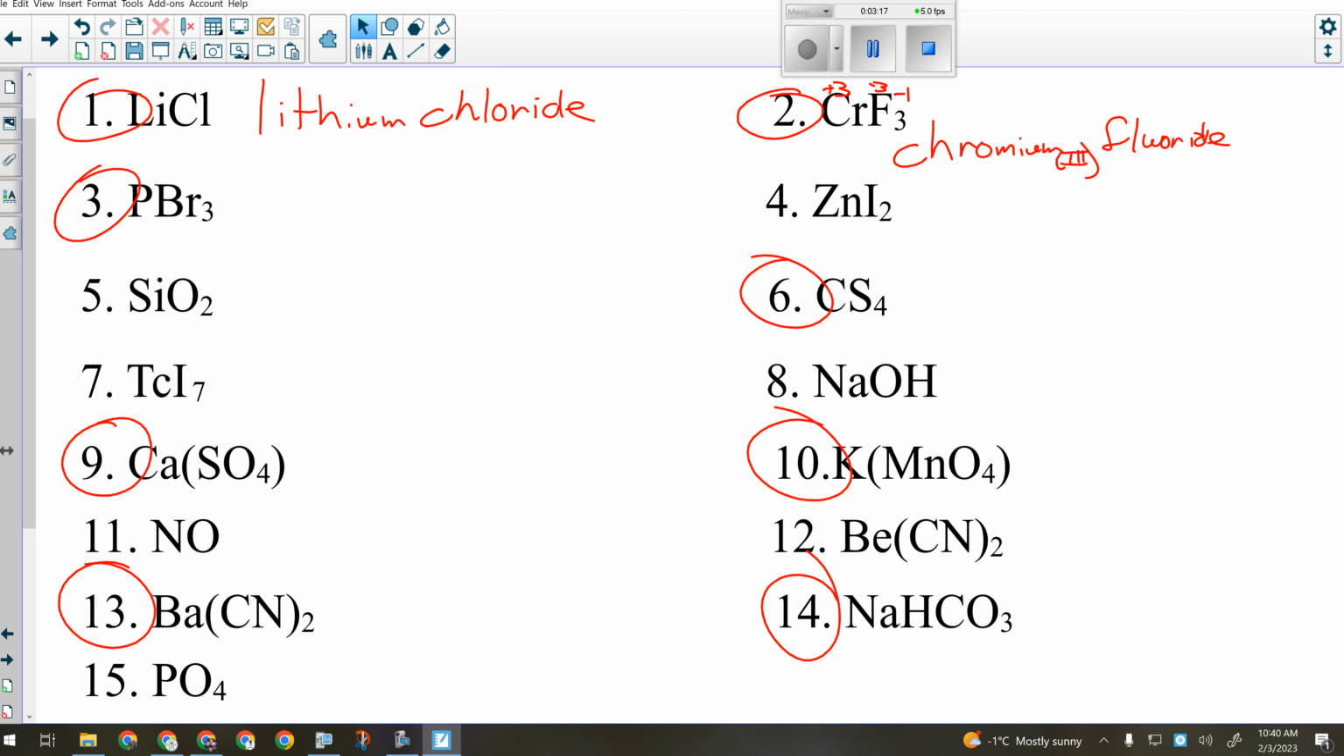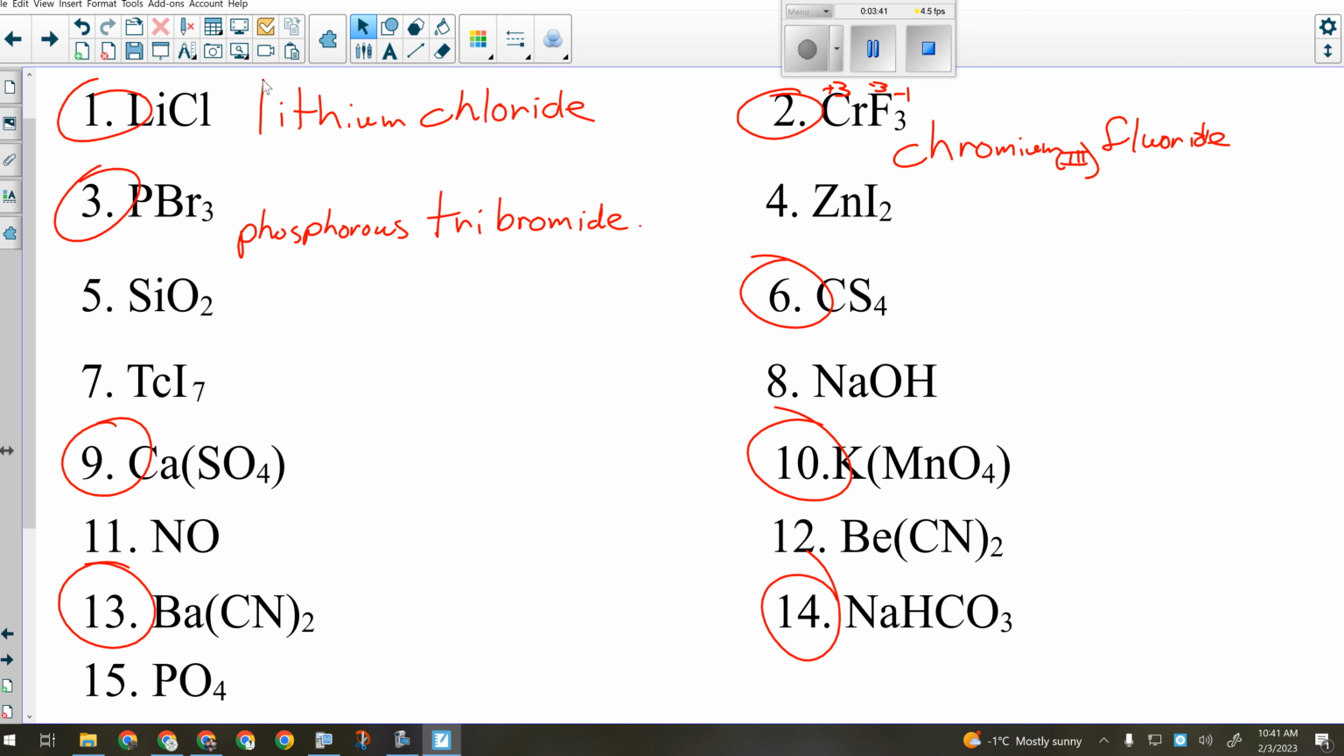Then the third one, ionic or molecular? Molecular. They're both nonmetals. Phosphorus and bromine are both nonmetals, so I don't have to worry about any Roman numerals or anything like that. I'm going to write phosphorus because I don't need a prefix on that one. There's only one. And then I need a prefix on the bromine. Tribromide.